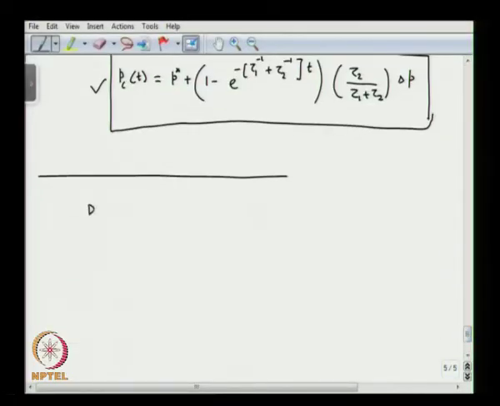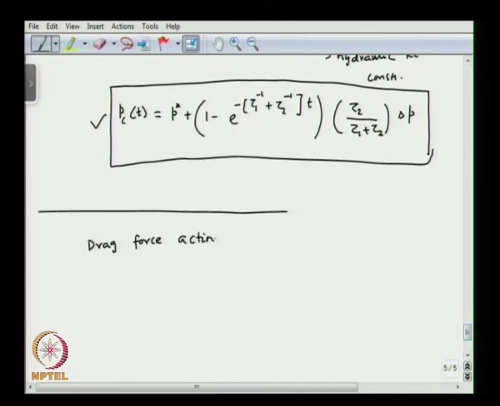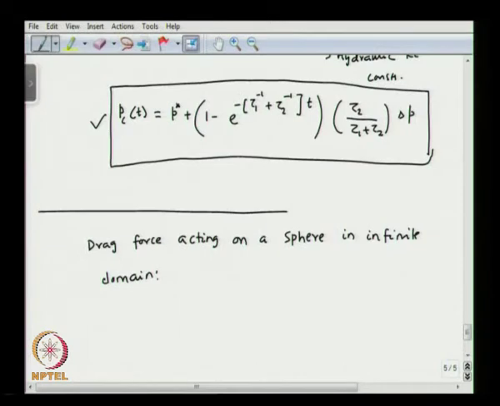So, with that discussion we move on to talk about the drag force acting on a sphere in an infinite domain. Drag force acting on a sphere has practical importance in microfluidics when we talk about movement of particles or cells in microchannels. We would like to know what is the quantitative expression for the drag force that is acting on microparticles. So, let us consider this example.